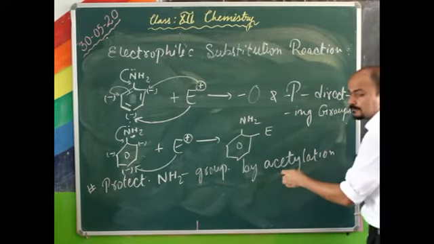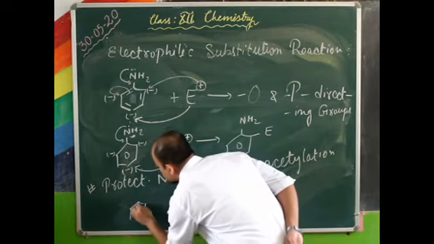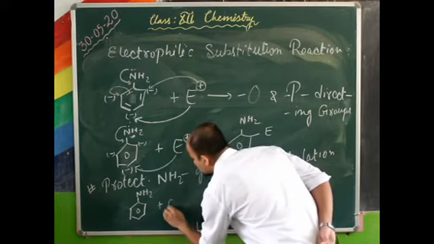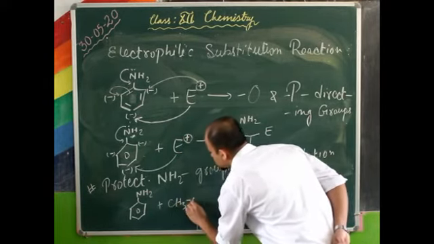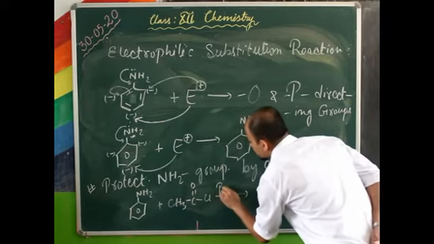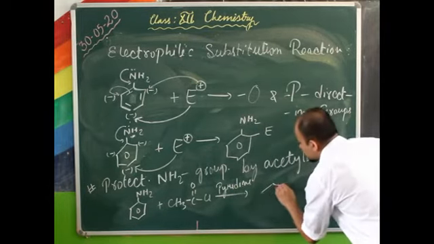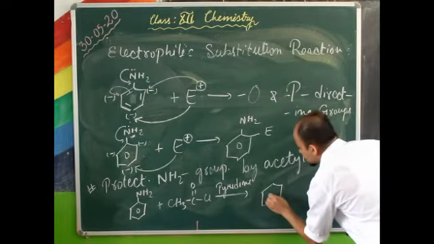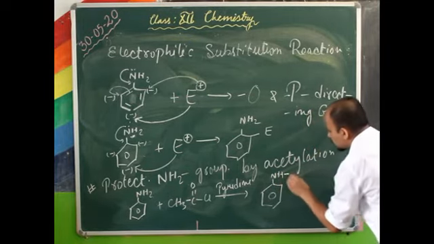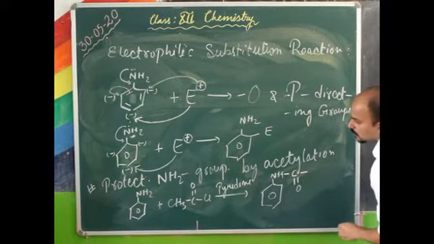And this is a very important point. See, what you have to do is, you have this NH2, and you have to treat it with acetyl chloride, CH3, C double bond O, Cl, obviously in presence of pyridine. Now what will happen? You would be getting this product, NH, C double bond O, CH3.